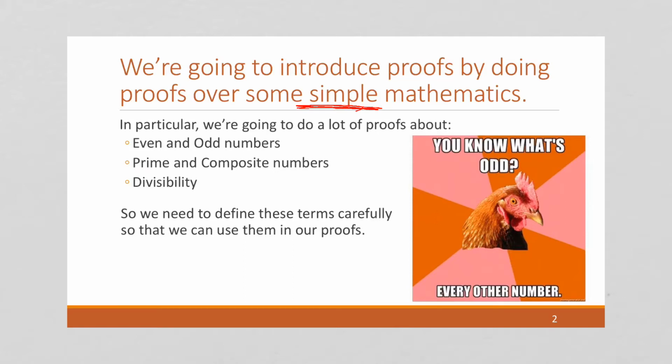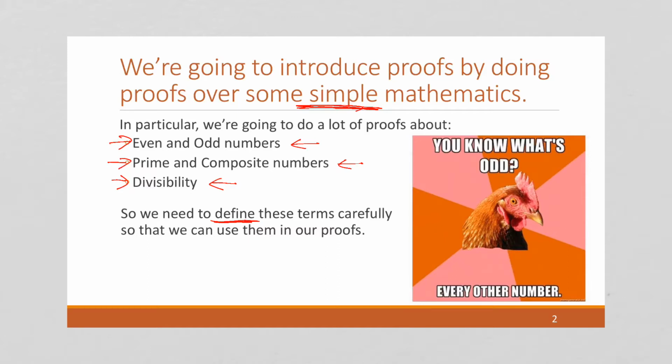And to do that, we're going to be doing a lot of proofs about even and odd numbers, prime and composite numbers, and divisibility. So what that means is we need to have very clear definitions that we can use in our proofs, because without a clear definition, the proof can't be clear. Right? We need to know exactly what these mean and formally what they mean, not an intuition.